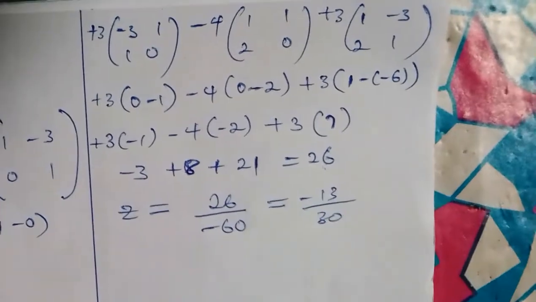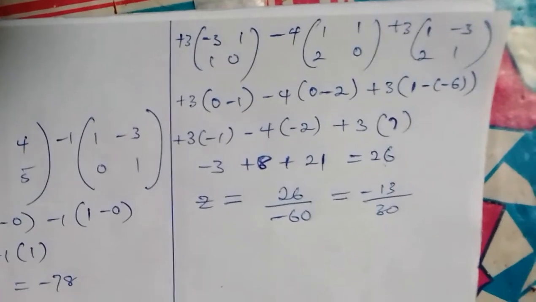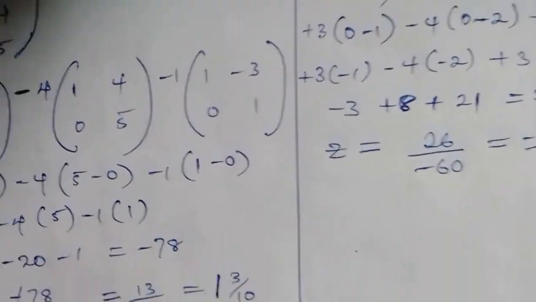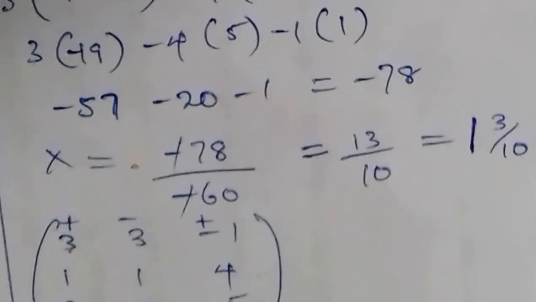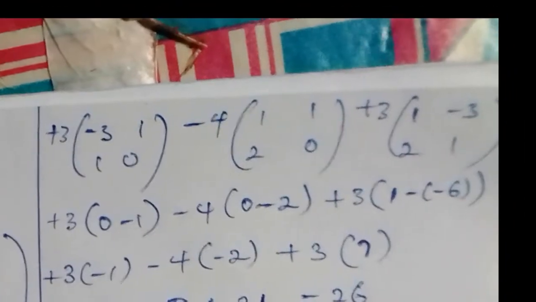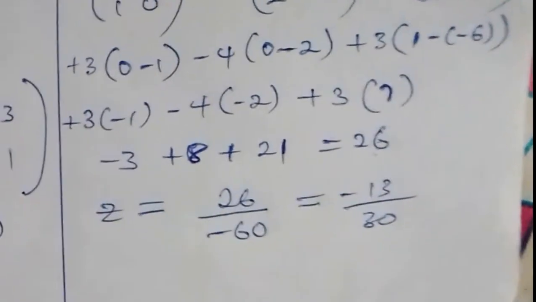over 30. So the process we have gone through is what we call Cramer's rule, and we have used that to get the values of our x, y, and z. Our value for x is 13 over 10, or we call it 1 whole number 3 over 10. The value for y is minus 1 over 3, and the value for z is minus 13 over 30.